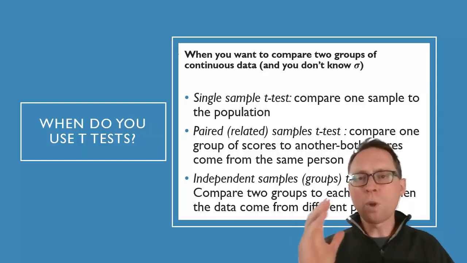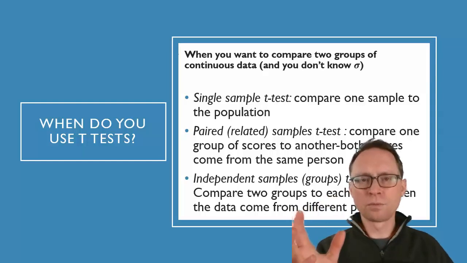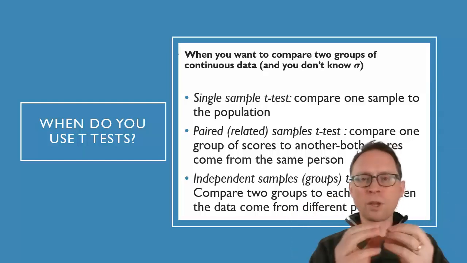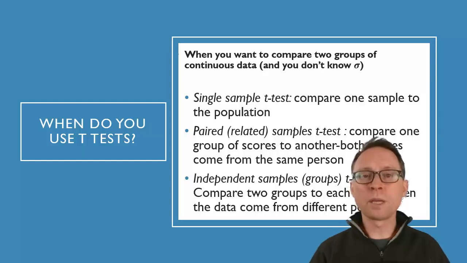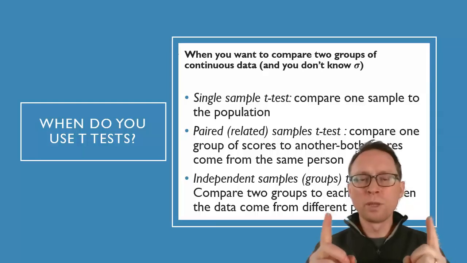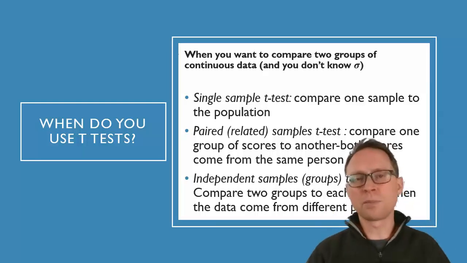So if I've got one totally different group from another totally different group and I want to know the difference, that's when I use an independent samples t-test. In fact, an independent samples t-test is probably the one that we use the most in psychology because when you run an experiment, if you want to know the difference between a control group and an experimental group, you're going to use an independent samples t-test.